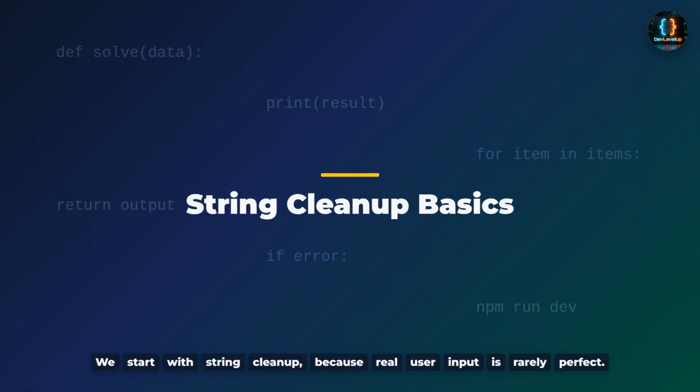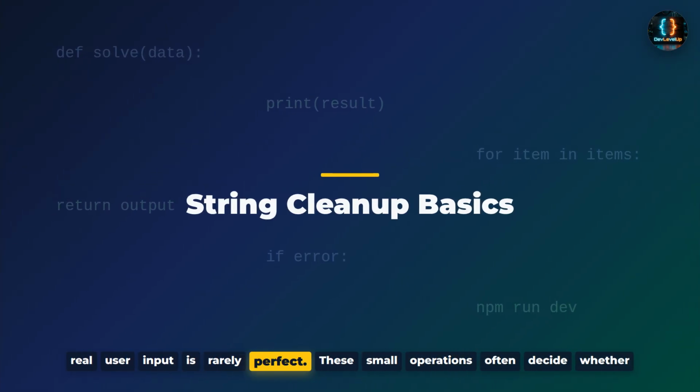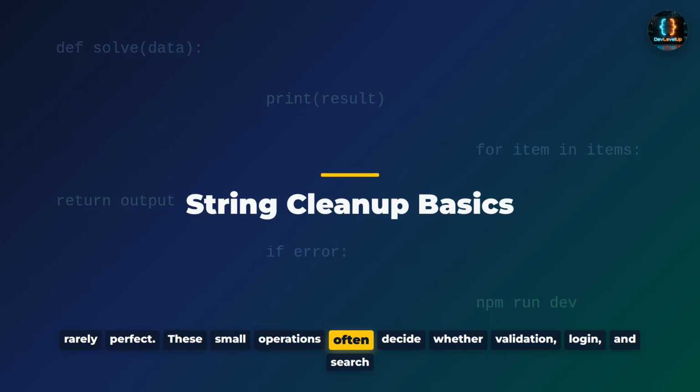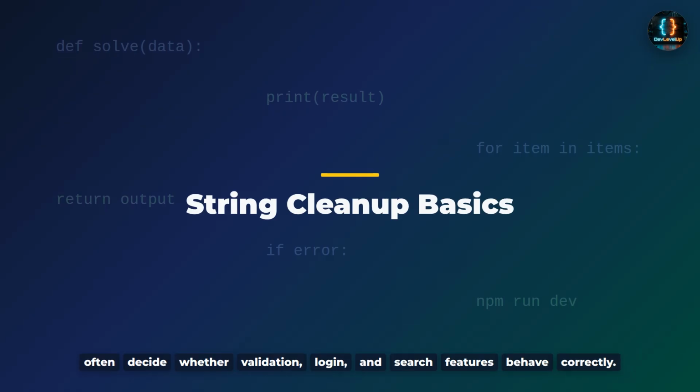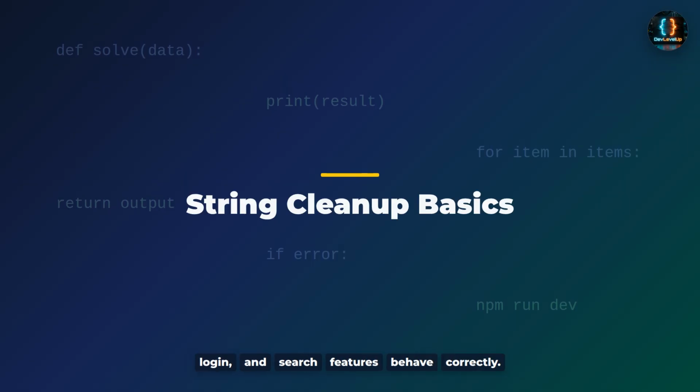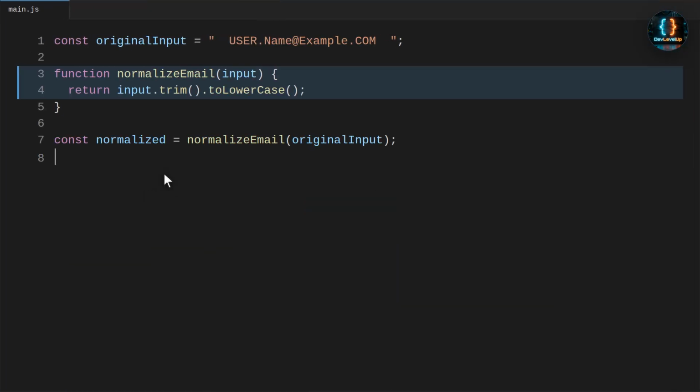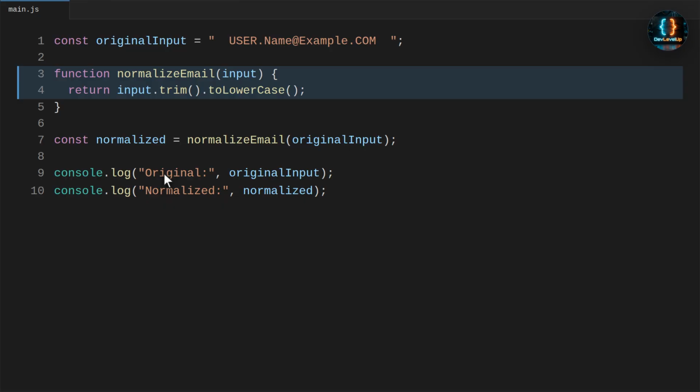We start with string cleanup, because real user input is rarely perfect. These small operations often decide whether validation, login, and search features behave correctly. Login forms often receive text that looks right to a human, but is messy for a program. Here we write a normalize email function that trims outer spaces and lowercases the email. Then we run the script and compare the original value with the cleaned one.